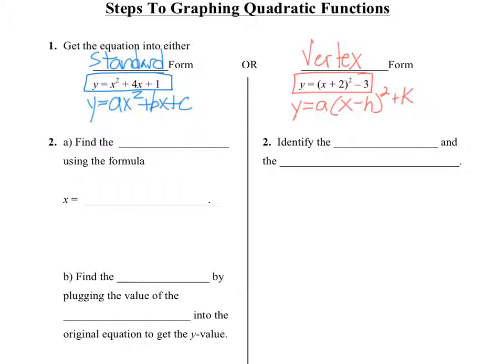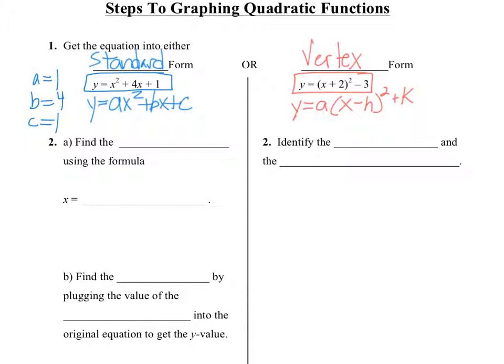And one of the biggest challenges that we face right away is just identifying what the coefficients a, b, and c are in standard form. So for the example that we are doing right now, you can see the coefficient a in front of the x squared is a 1. The coefficient b in front of the x is a 4, and the coefficient c, the constant by itself, is 1.